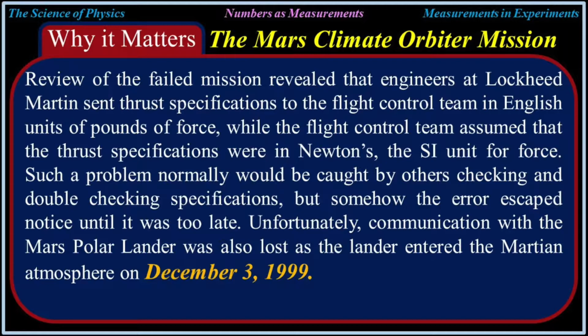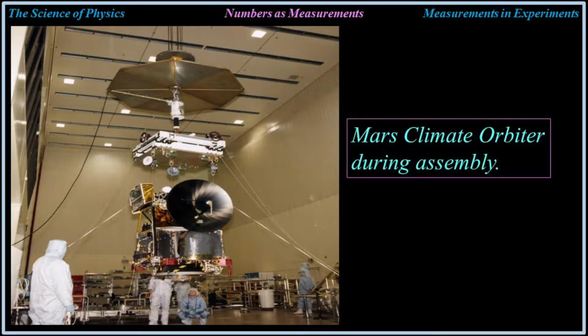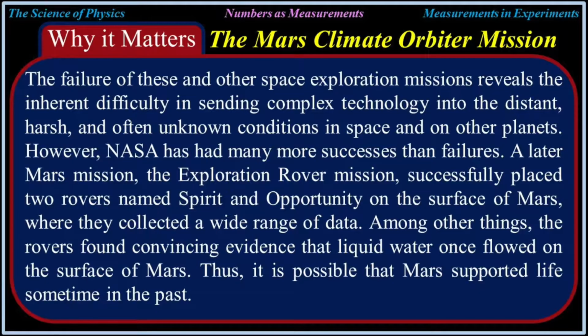Unfortunately, communication with the Mars Polar Lander was also lost as the lander entered the Martian atmosphere on December 3rd, 1999. So the Americans' unwillingness to convert completely to metric sabotaged the entire mission. Silliness. Mars Climate Orbiter during assembly. Everybody's dressed so it's all a clean room.